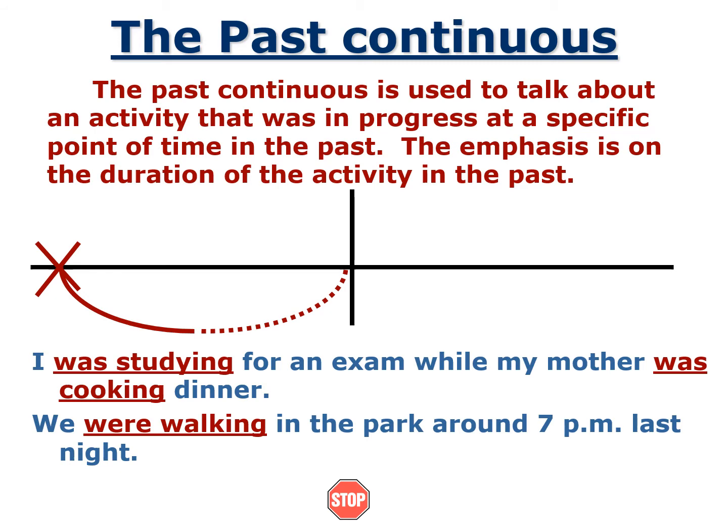I was studying for an exam while my mother was cooking dinner. So at the same time, these two actions were happening at the same time, which means that while I was studying, my mother was cooking dinner. We were walking in the park around 7 p.m. last night. So this is the action in the past continuous, and we are talking about the duration of the activity.